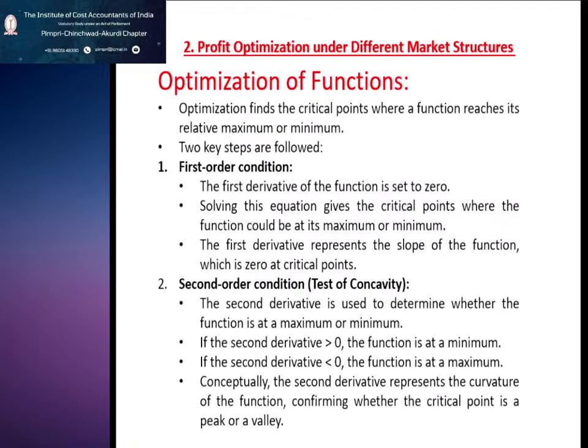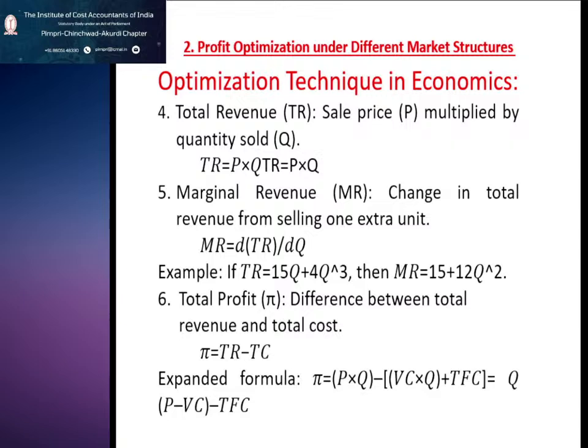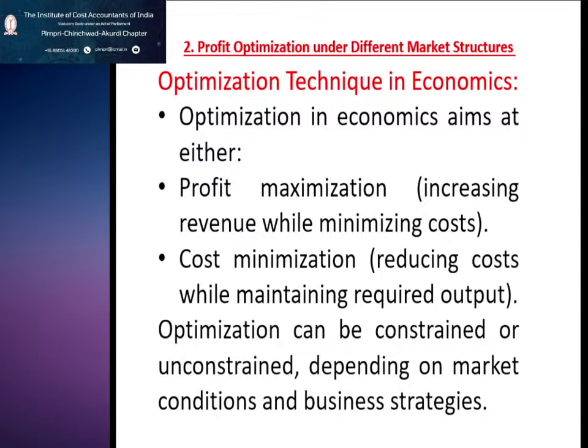Then we went through optimization of functions, wherein there are first order conditions and second order conditions, typically the test of concavity. Then we saw the optimization technique in economics, wherein total cost, average cost, marginal cost, total revenue, marginal revenue and total profit, how they are calculated, are explained. Optimization in economics aims at either profit maximization, that is increasing revenue while minimizing cost, or cost minimization, which is reducing cost while maintaining the required output.